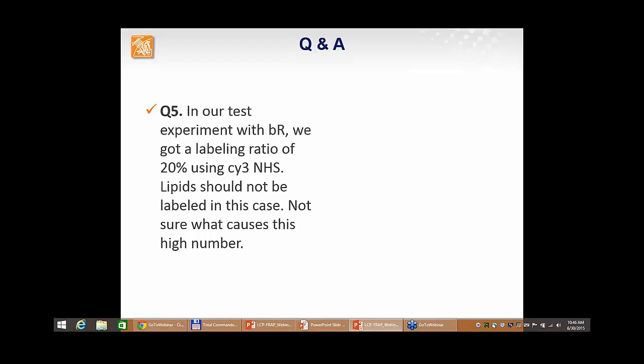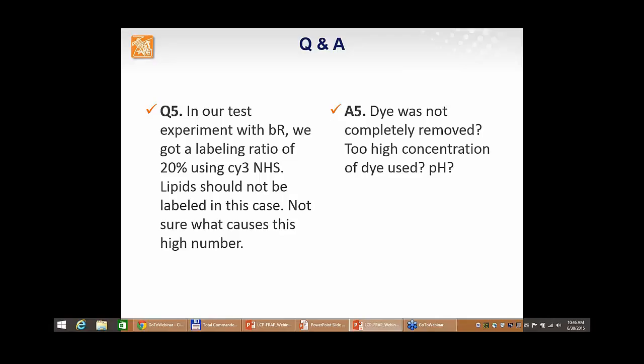Question number 5. In our test experiment with bacteriorhodopsin, we got a labeling ratio of 20% using Sulfo-Cy3 succinimidyl ester. Lipids should not be labeled in this case. Not sure what causes this high number. Without knowledge of exactly the procedure that you used, I can only speculate that the dye may not be completely removed after the labeling, and that would look like a high percentage of labeling, or the concentration of the dye used was too high, or the pH was different from what we typically use.